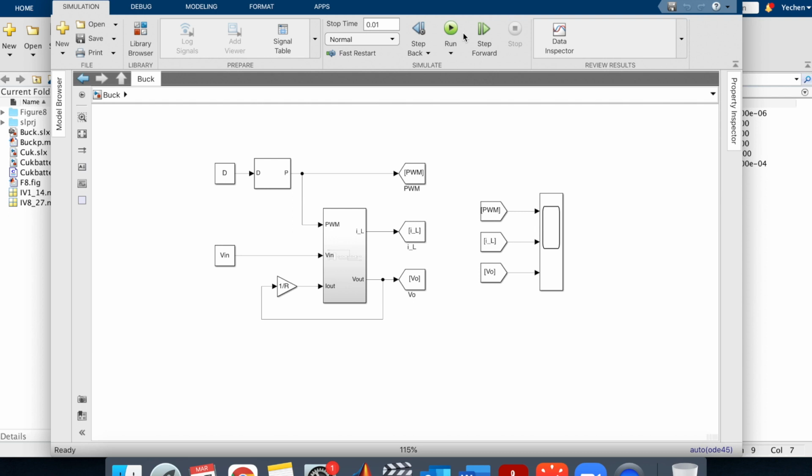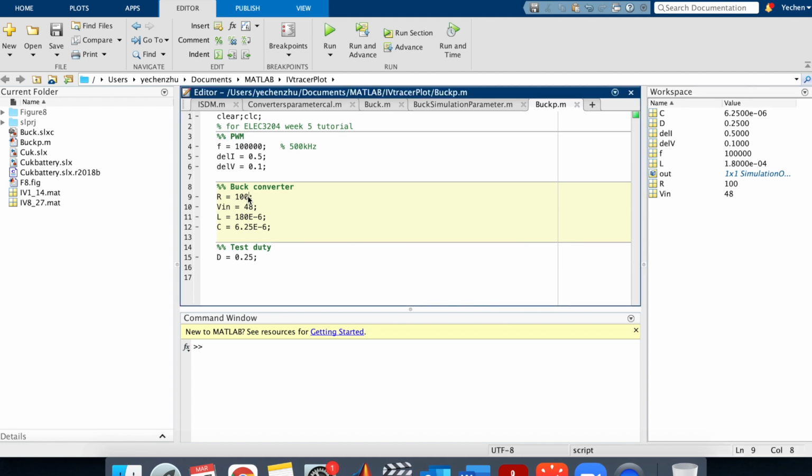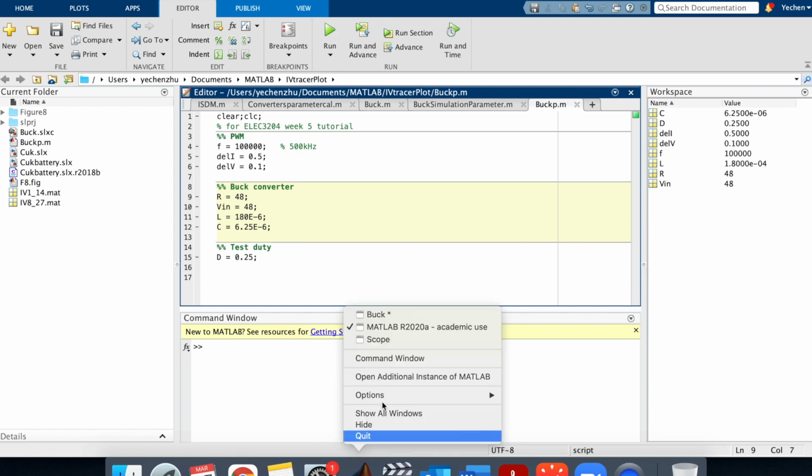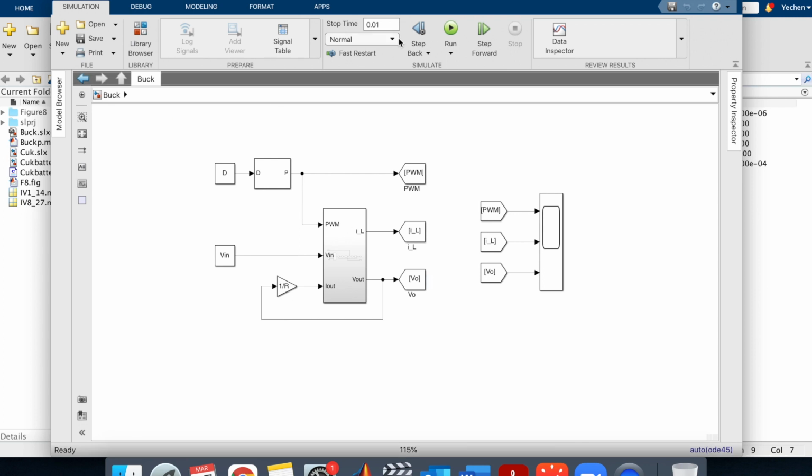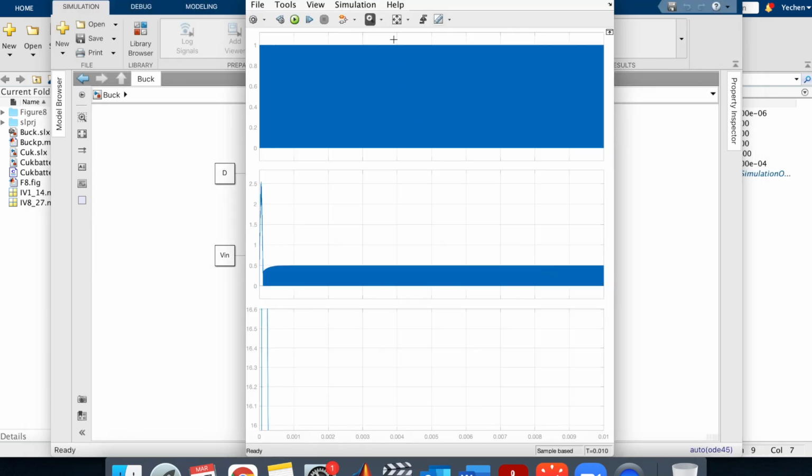Now let's move to the simulation part. Here is the buck converter I built. First of all, I put all the parameters in here, and our resistor now is 48 ohm. Let's run it.